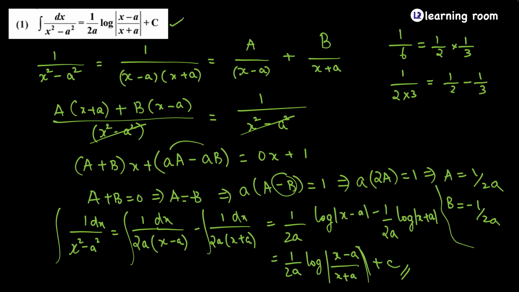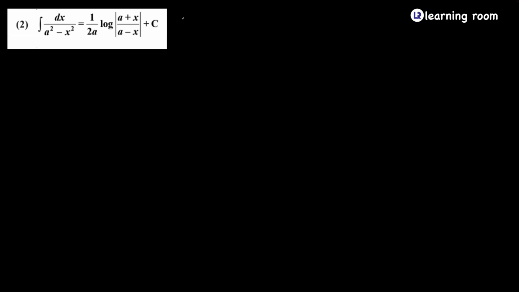So done with this. So if you observe the second one, it is similar to the first one, except the fact that there it was x square minus a square, and here it is a square minus x square. So it is the same 1 by 2a, but it is going to be log of a plus x by a minus x. The pattern is the same.